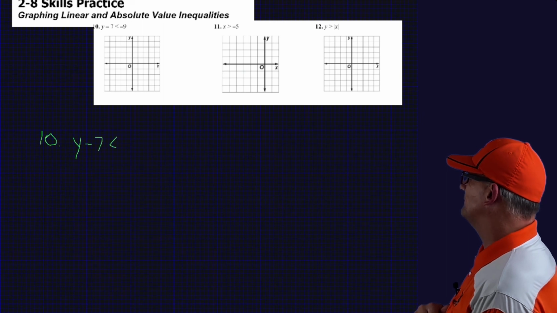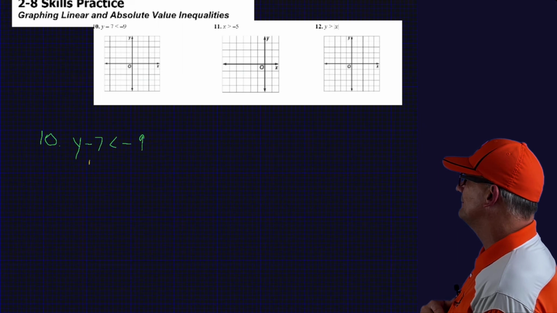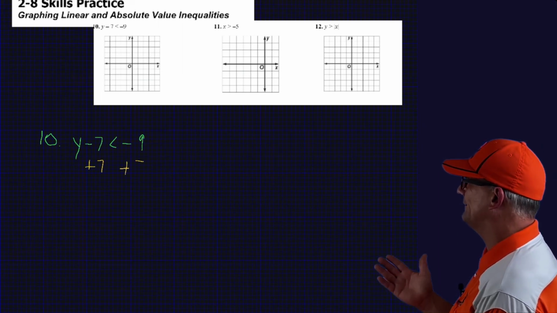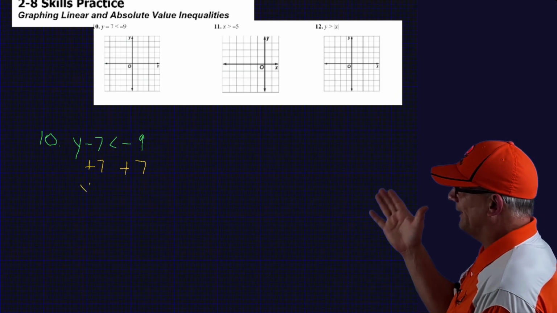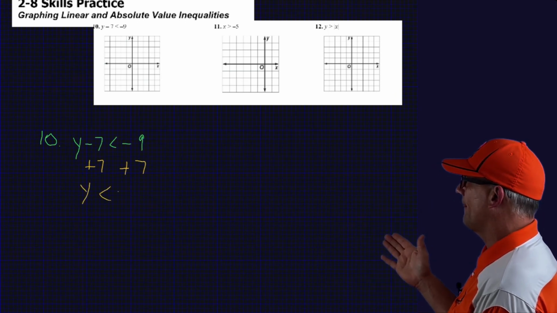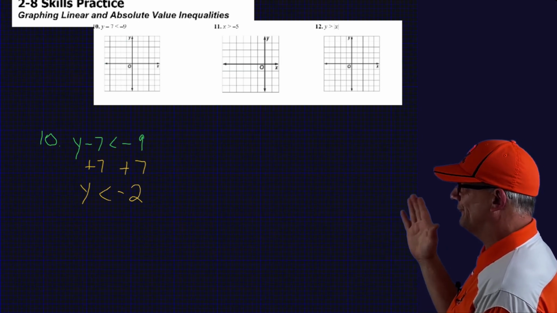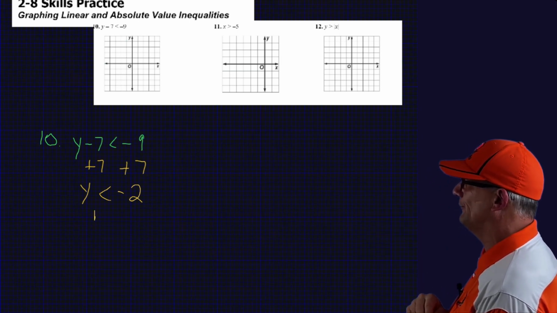All right, number 10. So y minus 7 less than negative 9. What are we going to do to put this in slope-intercept form? Now you don't see any x's, so you might say, what do you mean? But we're going to add 7 over. So all that means is what? There is no slope. It's a straight line right through negative 2.